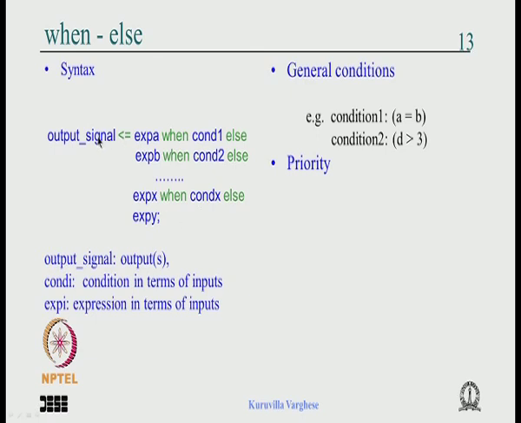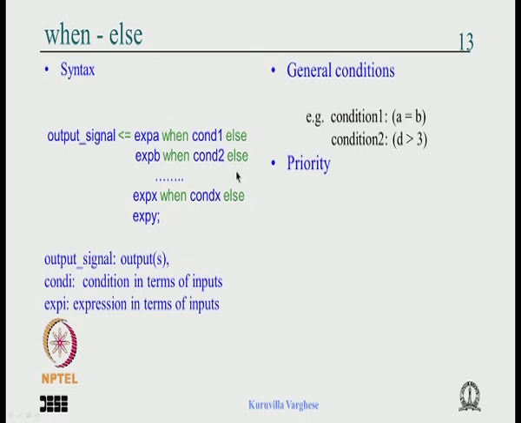That means we are saying the output is some expression when some condition holds. Suppose we say a condition A equal to B, and suppose this is 2 bits, and we say 00 when A equal to B. Then we say else, which means that A is not equal to B, and we say another condition, say D greater than B. Maybe this was 00, this is 01, so the output is 01 when A is not equal to B and D is greater than B. When you say else, it means that it is not this condition and not this condition.